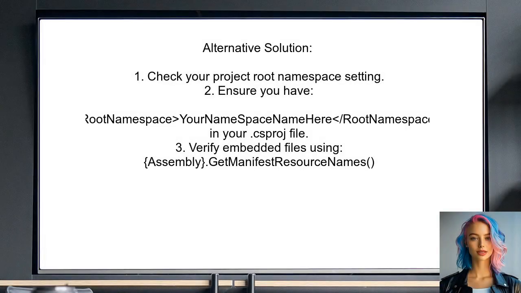One user suggests checking your project root namespace setting. They found that after copying a project file, the namespace didn't carry over. This happened because they hadn't explicitly set the root namespace in the project file. They recommend ensuring that the root namespace is correctly defined to avoid issues with embedded files not being found.